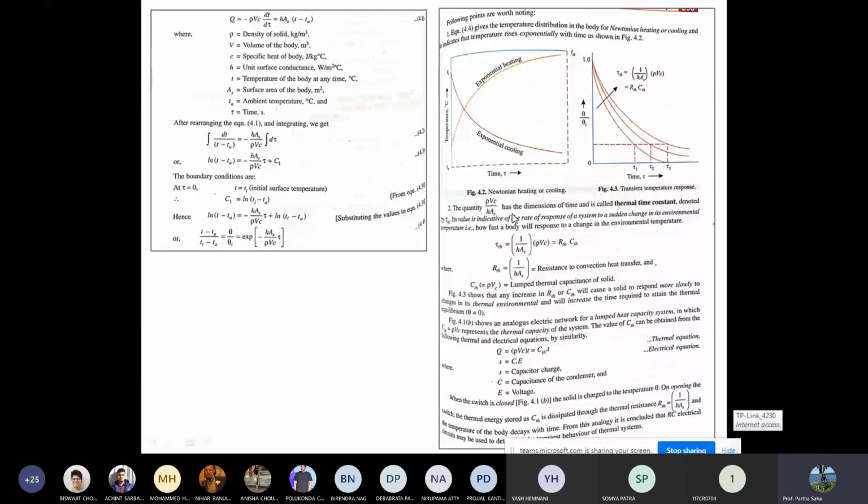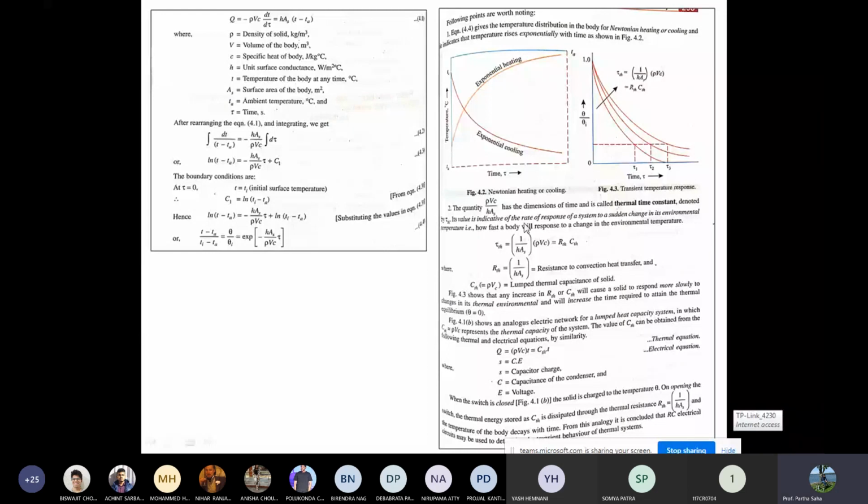Now the quantity rho V c over h A_s, that is the inverse of this term, is a dimension of time, and it's called the thermal time constant. So the inverse of the term within the parenthesis, rho V c divided by h A_s, is called the thermal time constant, denoted by tau_th.